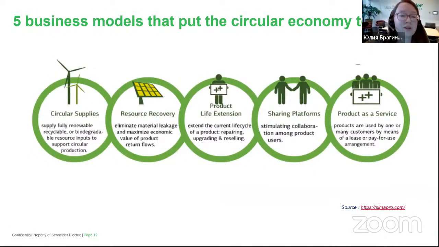There are 5 business models of the circular economy. They are circular suppliers, resource recovery, product life extension, sharing platforms, and product as a service. Maybe I can give some examples. For example, for sharing platforms, examples can be BlaBlaCar or Yandex Drive platform. For product as a service, I can make the example with our company, and I will explain later what we are doing in our company.